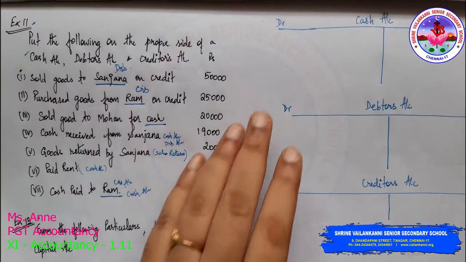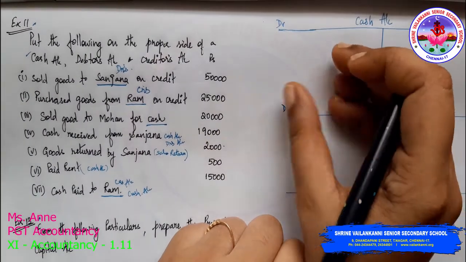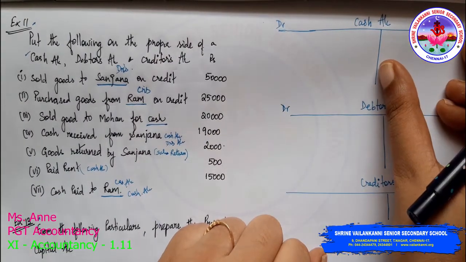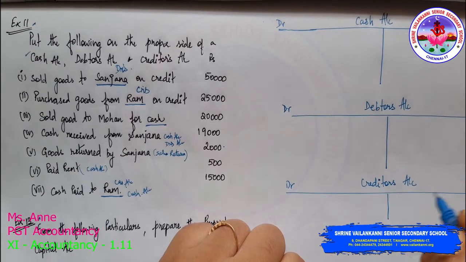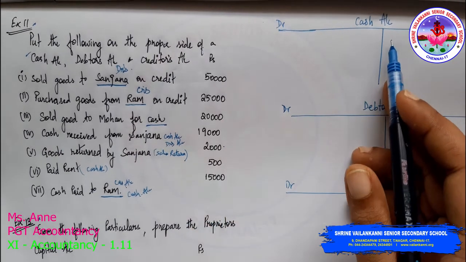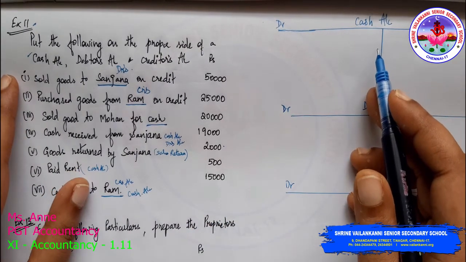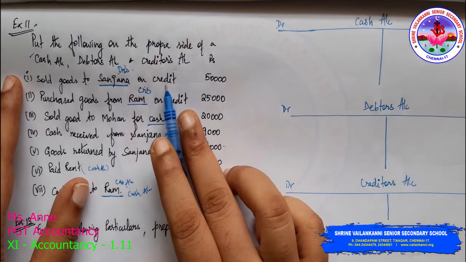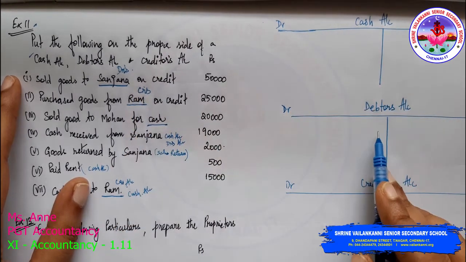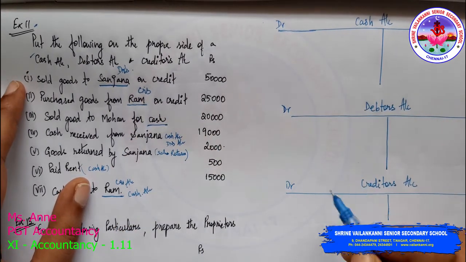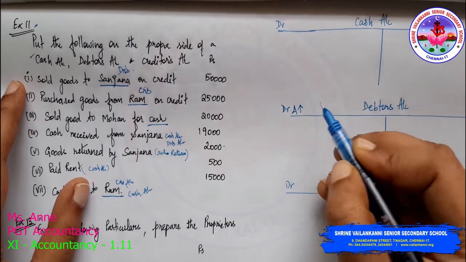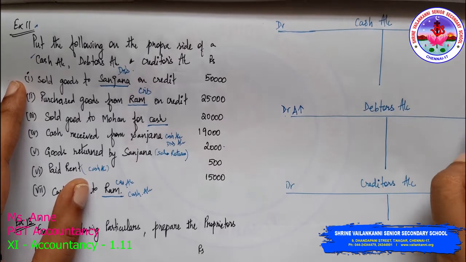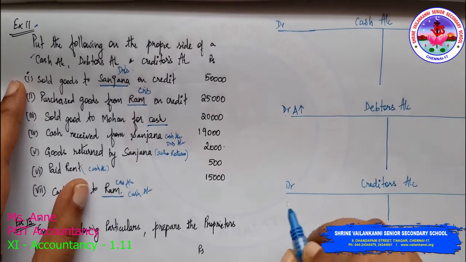account. So always an account has a debit side as well as a credit side. So I'm just writing for each and every account the debit as well as the credit. This is important. So cash account, first you have sold goods to Sanjana on credit. So this will affect only the debtors account. Debtors is increasing. It is an asset. Asset increases, now you need to debit. Asset decreases means you need to credit.